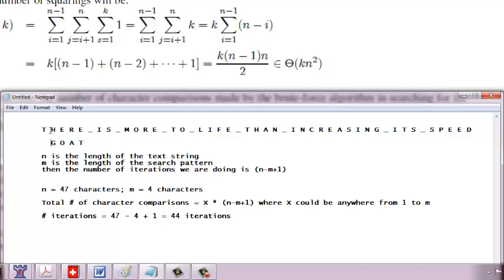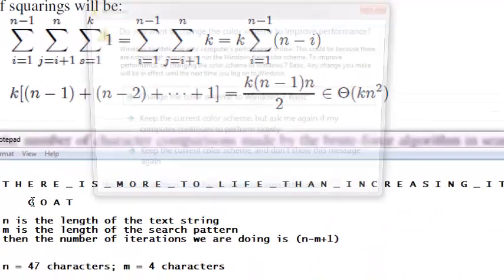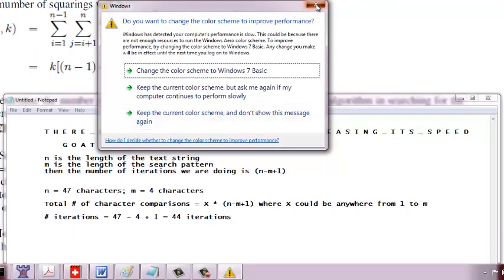Okay, so in each iteration we do certain comparisons. The minimum number of comparisons is 1, and the maximum number of comparisons we do is the length of the search pattern. So in this case it is 1 and 4. One comparison at least, and at most 4 comparisons. But in this case, since H and G don't match, we still do only one comparison and don't really compare E and O. And then we compare E with G, do one comparison, and so on.